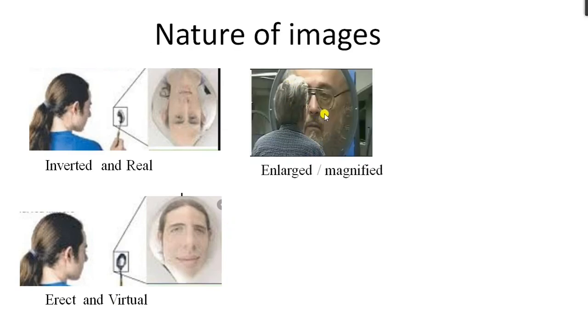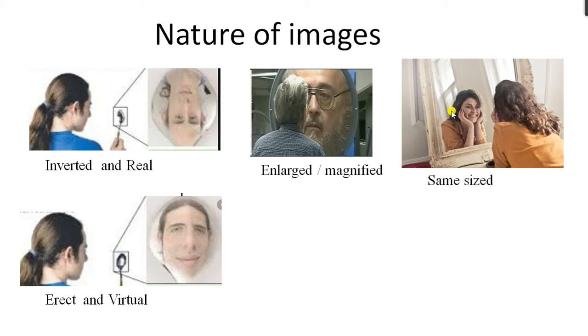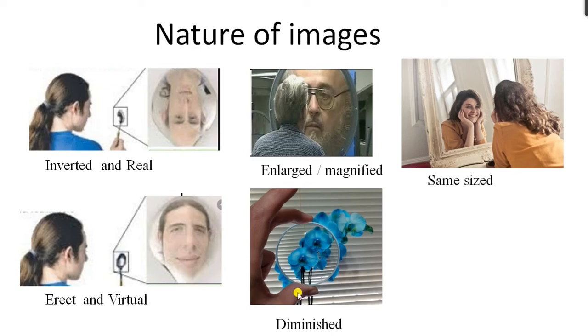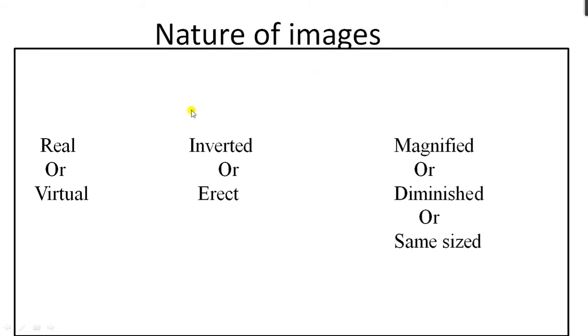And here you can see the size of the image is larger than the object, so this image is called an enlarged or magnified image. This image is of the same size, so it is the image formed by a plane mirror. And here you can see the image is smaller than the object. The flower at the back is larger, but the image is smaller, so this image is called diminished. So while writing the nature we have to write either real or virtual, either inverted or erect, and either magnified, diminished or same size. So we have to write one from each category.